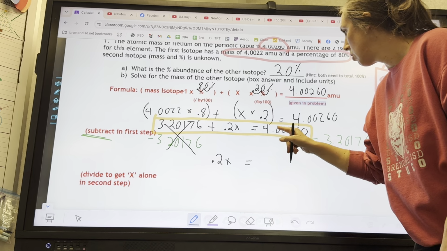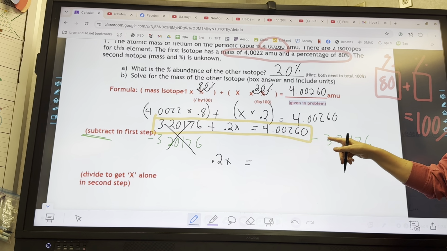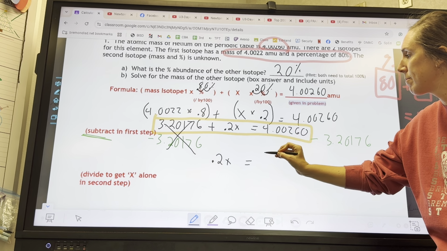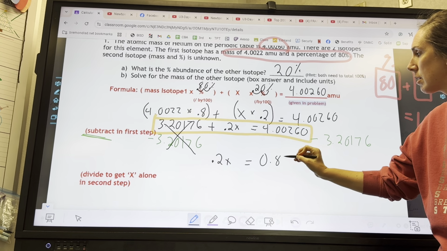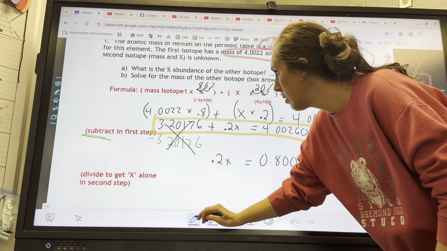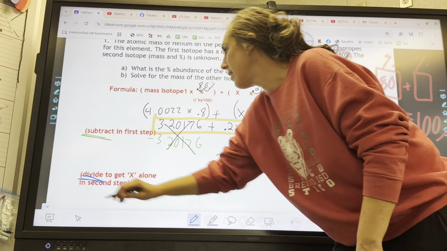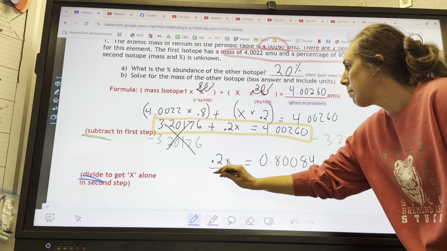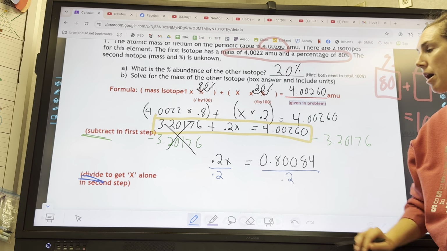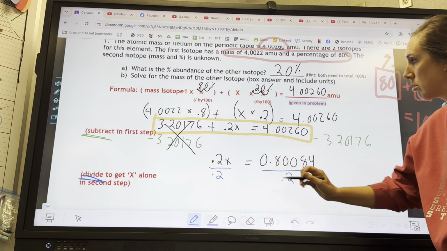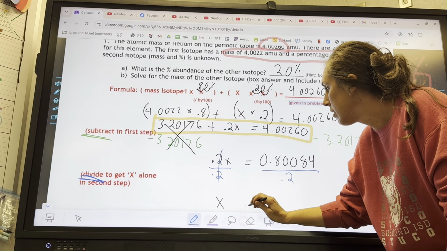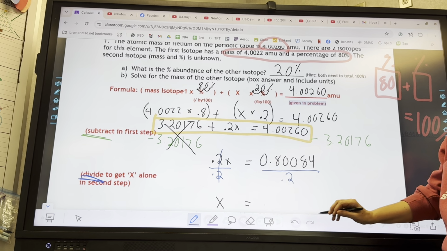0.2x equals, what's 4.00260 minus 3.20176? Is 0.80084. Okay. How do we get x by itself now? Divide. Perfect. New color. Divide to get x by itself. So we divide by 0.2. We divide by 0.2. Okay. Anything on the top and the bottom, if it's the same, becomes a 1 and it cancels out. So these cancel out. Awesome. X is now by itself. And your answer is whatever that is right there.